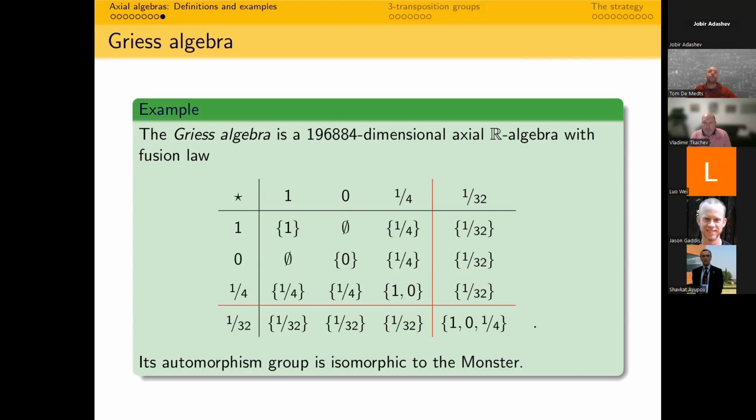And it has a beautiful fusion law, though now it's more complicated. It has more values. It also includes values like 1/4 and 1/32 that pop up, and it's a more complicated fusion law. But again, it's C2-graded, so it has this very nice grading. A beautiful story in itself, but I will not touch it at all in my talk. It's just another motivating example.